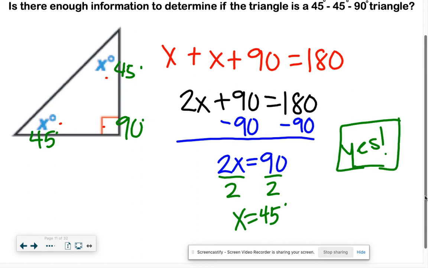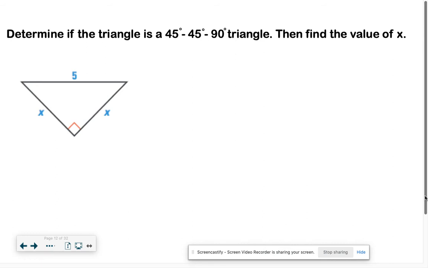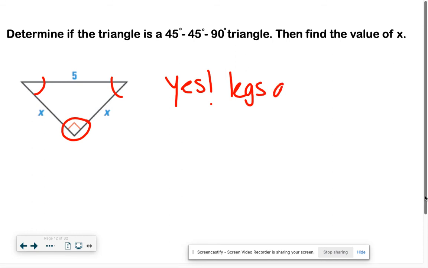Okay, this next one is confusing. These next ones get a little hairier, but they're not hard once you do a couple of them. We ready? Sure. All right, it says determine if the triangle is 45, 45, 90, then find the value of x. So do we have enough information to say that this is a 45, 45, 90? Yes. Why? Because you have the 90-degree mark. We have our right angle, and then look, our legs are the same. So that means our angles would be the same. So we can say yes, legs are equal.